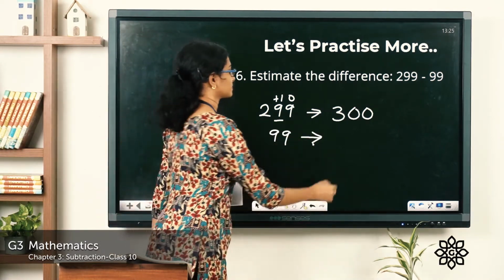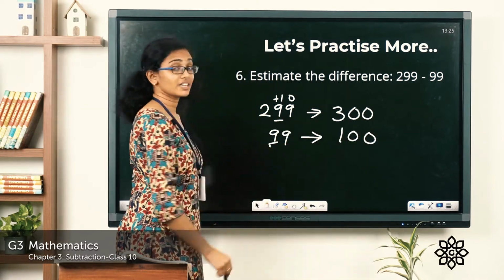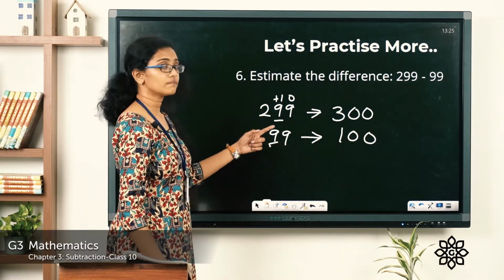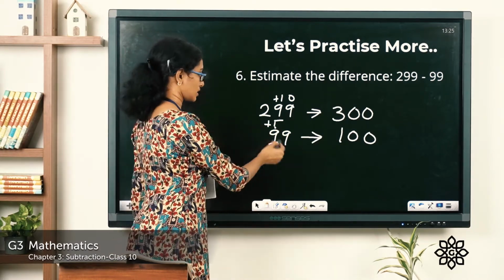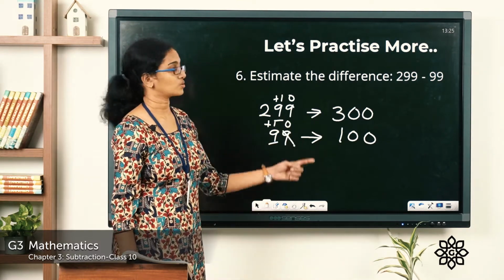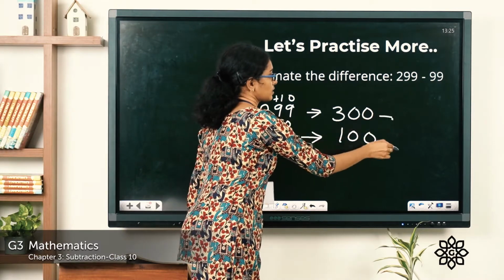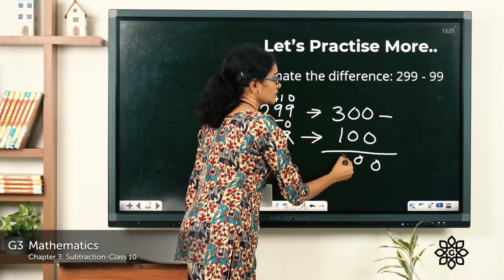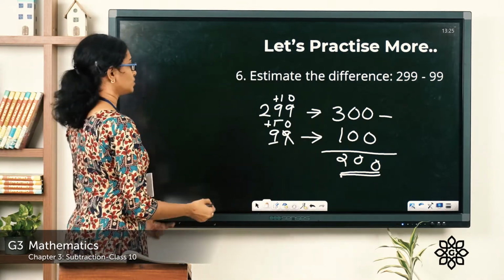And what is 99 rounded off to the nearest 10? It is 100, right? Why? Because here the rounding digit is 9, and to the right of it you have 9. So you are adding 1 to the tens digit and changing the digit to the right of it to 0. So that will give you 100. Now let's find the difference. What is 300 minus 100? It is 200. So the estimated difference is 200.